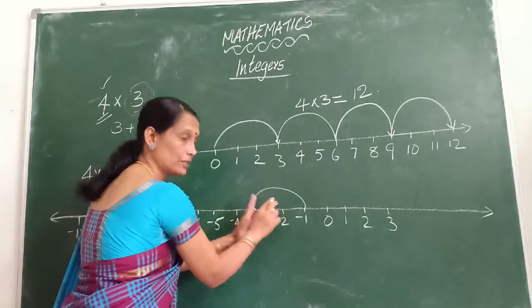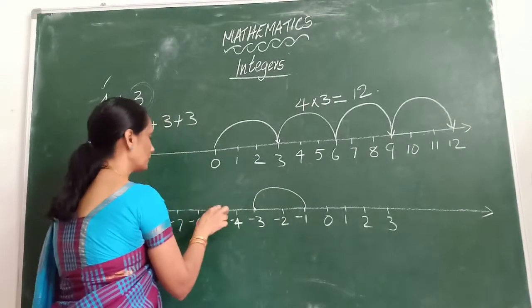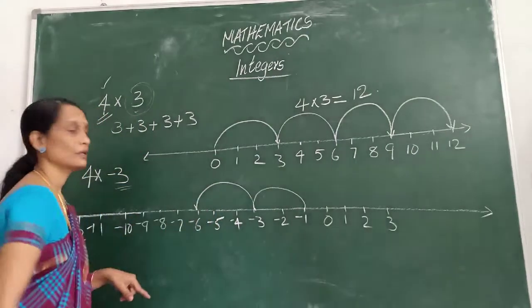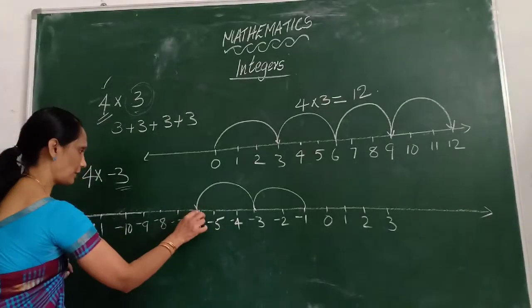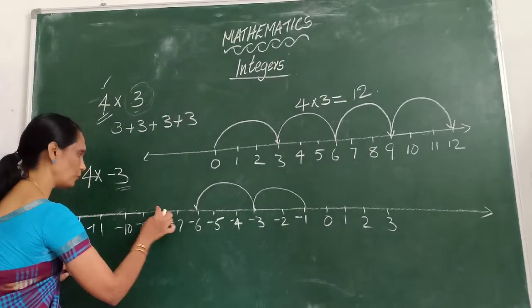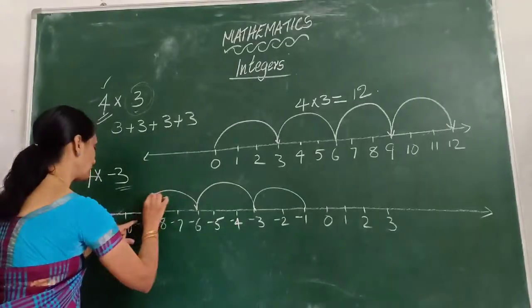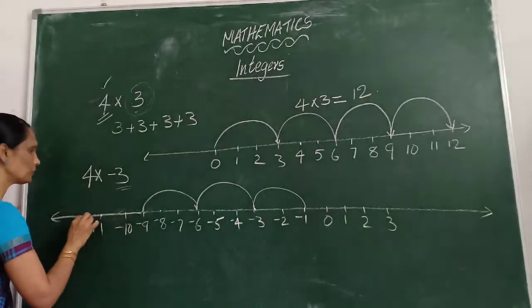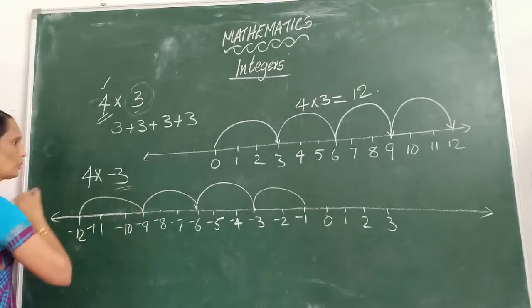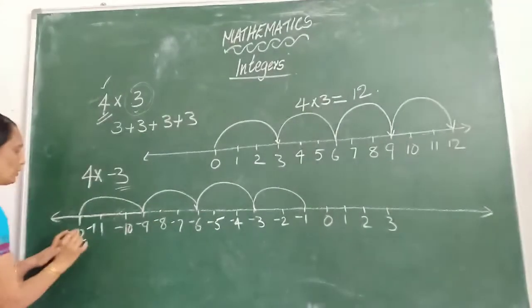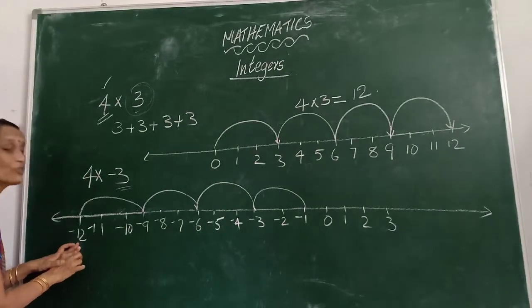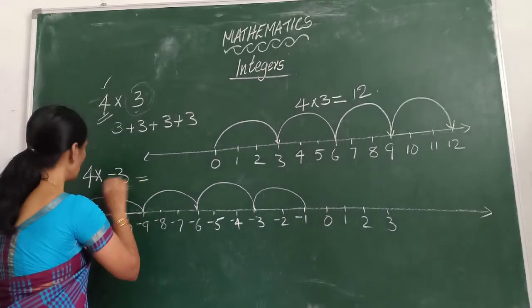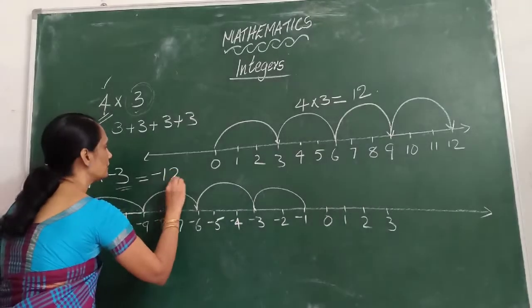So, this is one jump. Again, one more jump. 1, 2, 3. So, this is the second jump. Again 3, from here to here, 1 unit, 2, 3 units. Next again, 1, 2, 3. So, finally, where did we get? We got minus 12. So, what is the answer for 4 into minus 3? It is equal to minus 12.